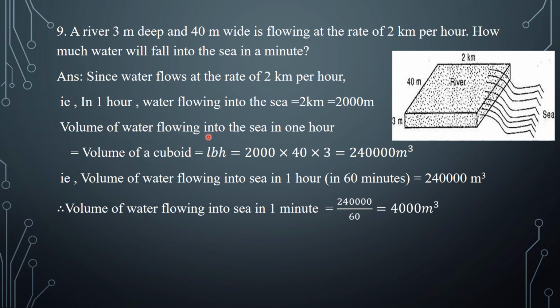Volume of water flowing into the sea in 1 hour will be volume of the cuboid, which is equal to L into B into H, equal to 2000 into 40 into 3, which is equal to 2,40,000 meter cube. Therefore, volume of the water flowing into the sea in 1 hour, that is 60 minutes, is 2,40,000. Therefore, volume of the water flowing into the sea in 1 minute will be 2,40,000 divided by 60, which is equal to 4,000 meter cube.